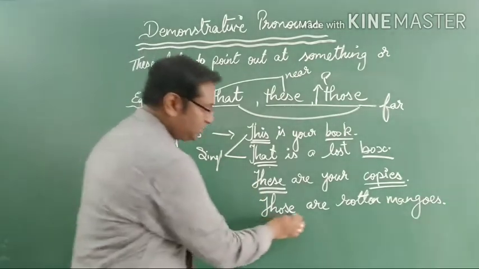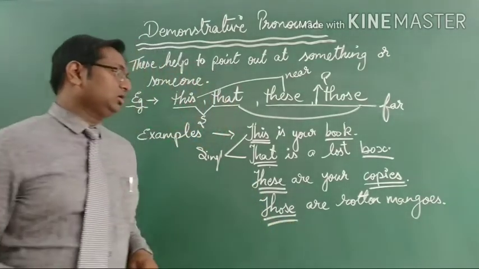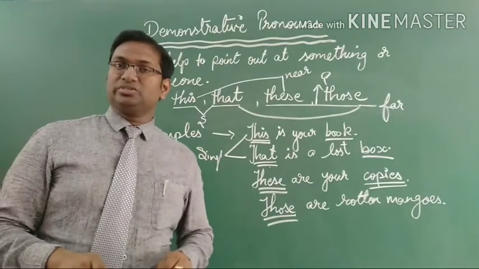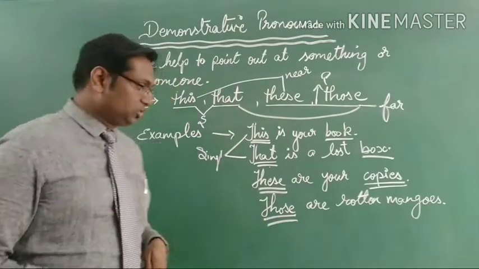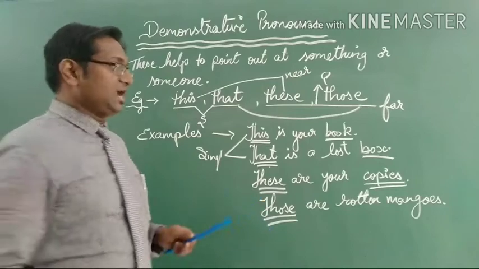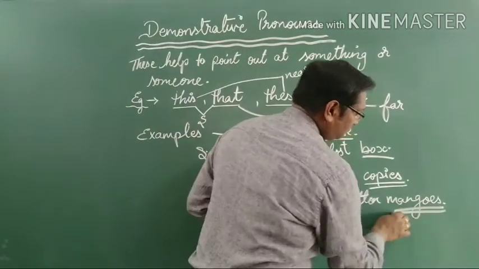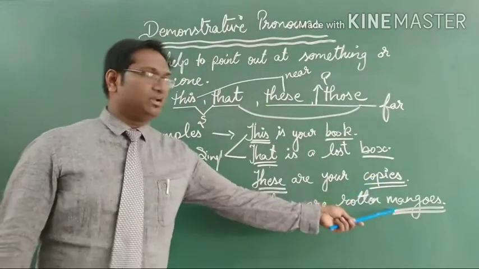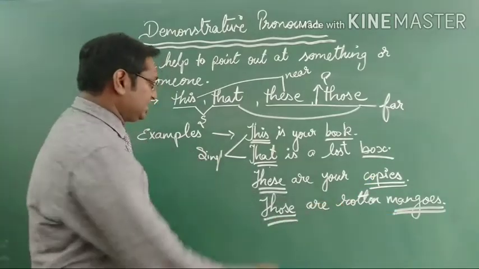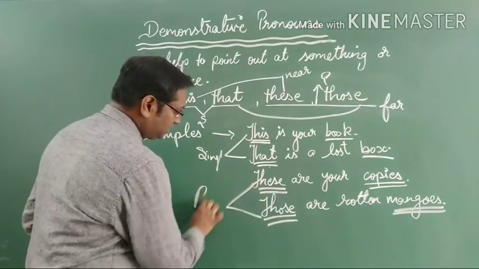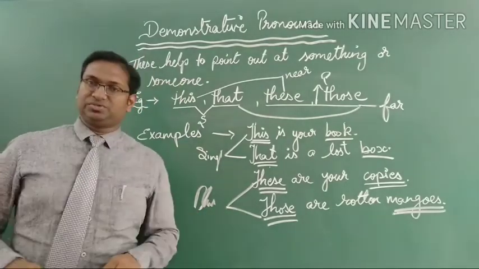Last example, those are your rotten mangoes. So those is the demonstrative, and over here mangoes are plural. So copies and mangoes are plural. That is why we are using these and those.